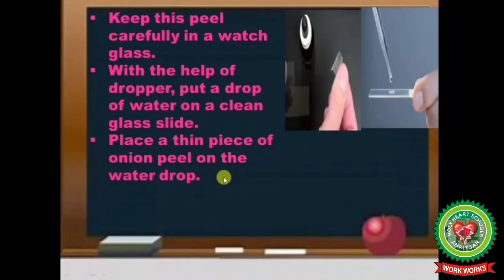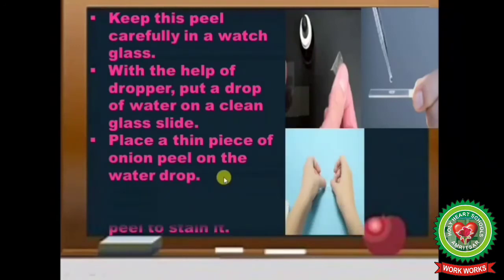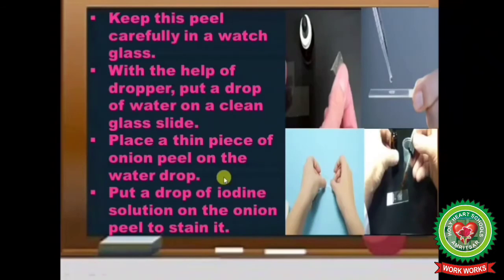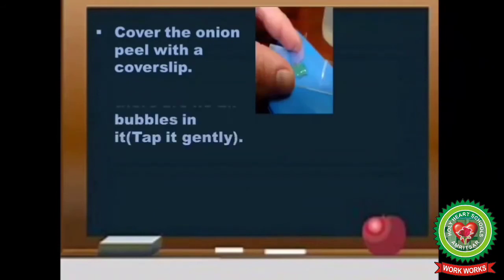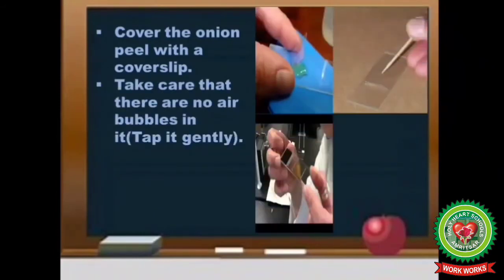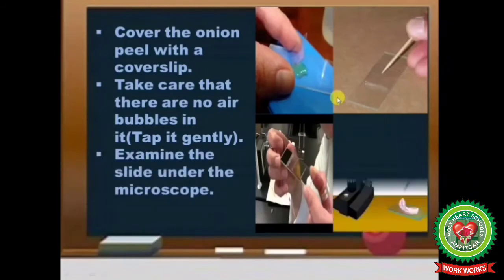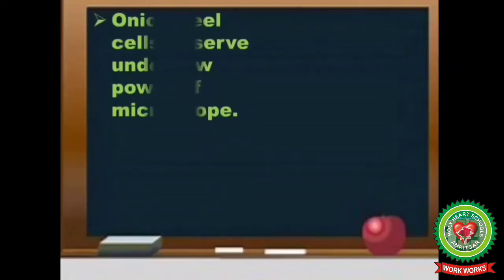Place a thin piece of onion peel on the water drop. Put a drop of iodine solution on the onion peel to stain it. Cover the onion peel with a cover slip. Take care that there are no air bubbles in it. Tap it gently with the toothpick. Examine the slide under the microscope.